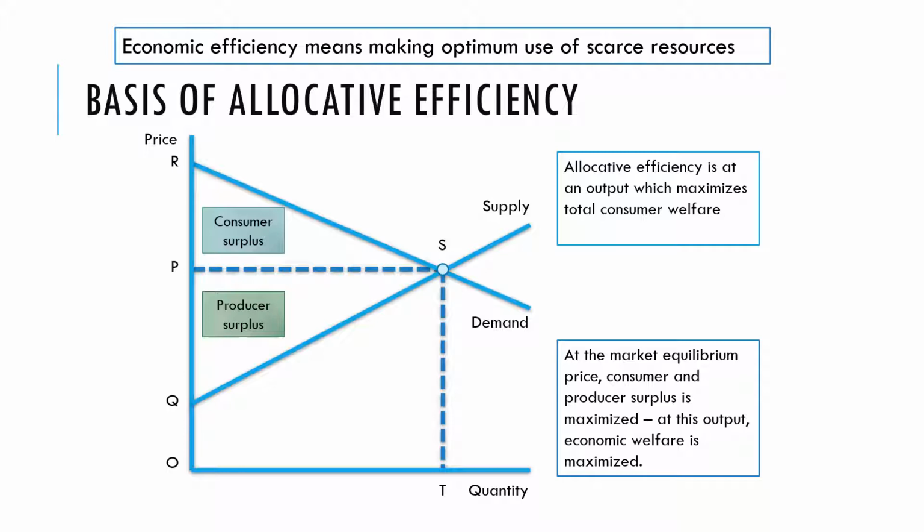If we were to have a different price, say a price P1 with a corresponding quantity, then the area of consumer surplus would be lower. So at this price P and quantity T, we have a maximization of welfare for consumers. And so we would say therefore that the market has given us an allocatively efficient result.